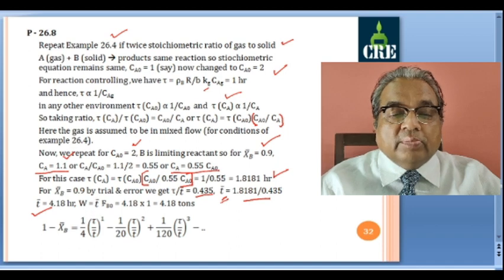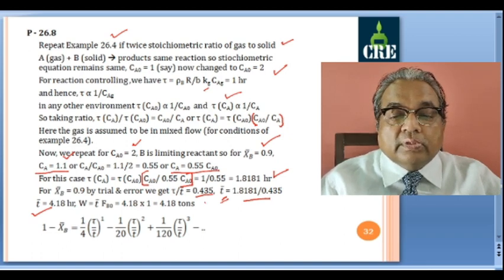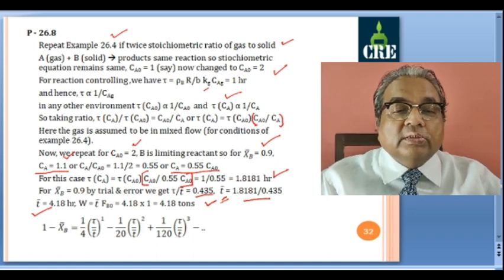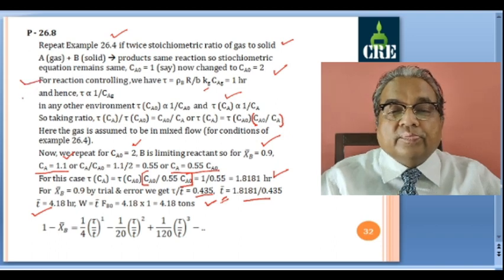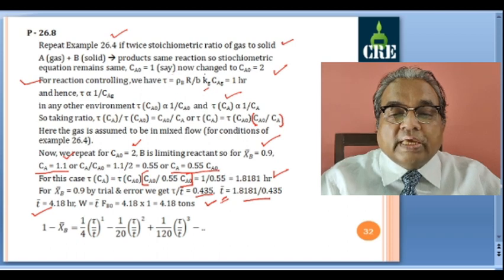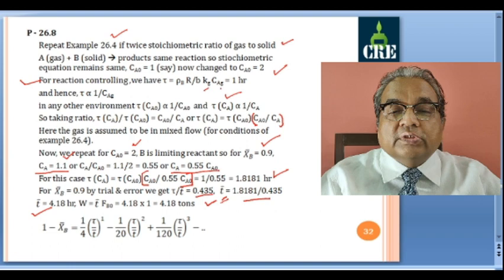So W is T bar into FB0, feed rate of solids, and that is 1. So 4.18 into 1, this comes out to be, this is tons per hour, hour will cancel out, 4.18 tons. Okay, and here you are using this equation for calculations because chemical reaction is controlling. We have used tau is equal to rho b r by b kg Cag. These all we have taken constant because same conditions exist, and this proportionality, tau is inversely proportional to Cag.